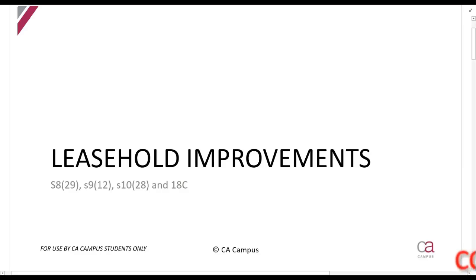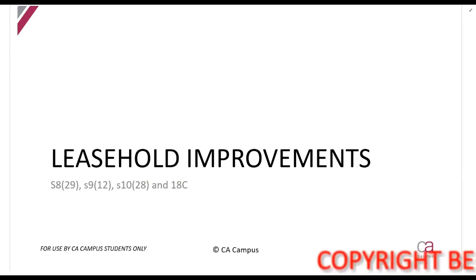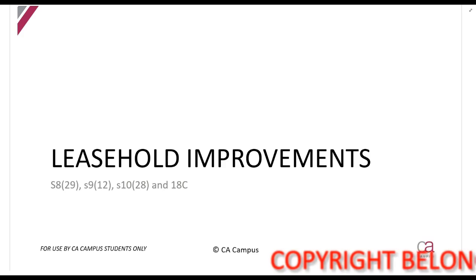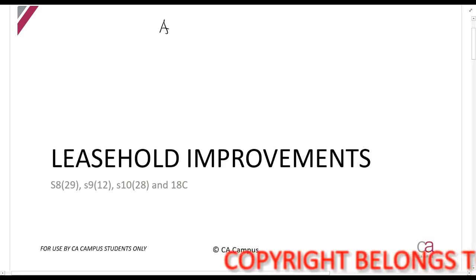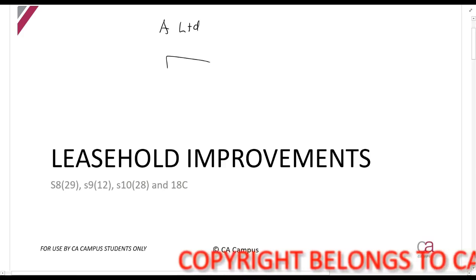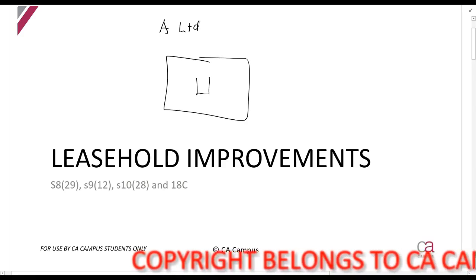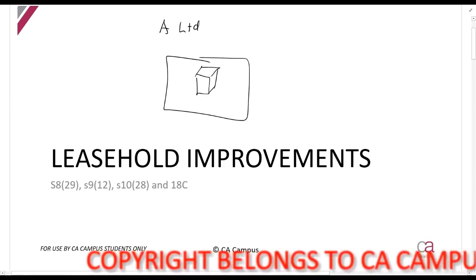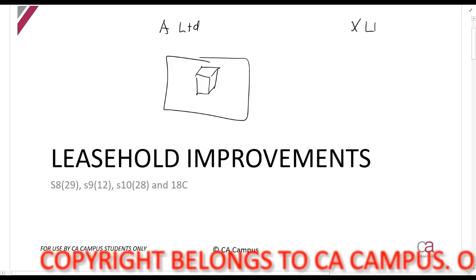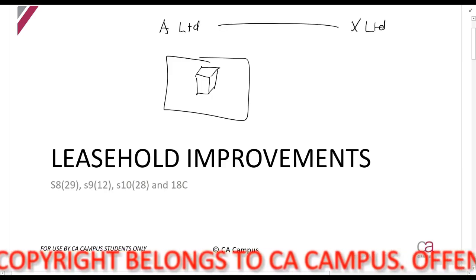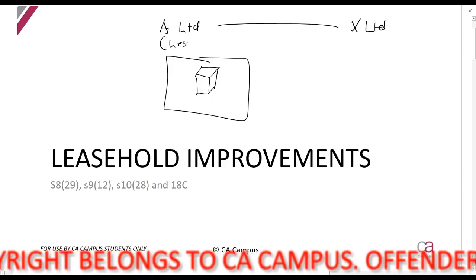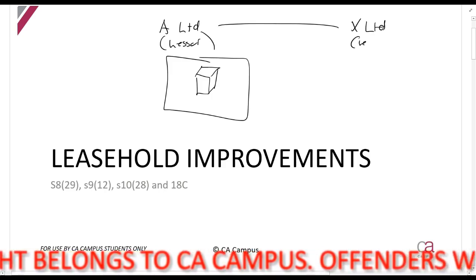We are now going to talk about leasehold improvements, which is a fairly new section to the VAT Act. Understand first what a leasehold improvement is. So here's A Limited. A Limited has a piece of land and it has a building on it. X Limited then comes to A Limited and says, I want to lease this from you. So A Limited is the lessor and X Limited is the lessee.